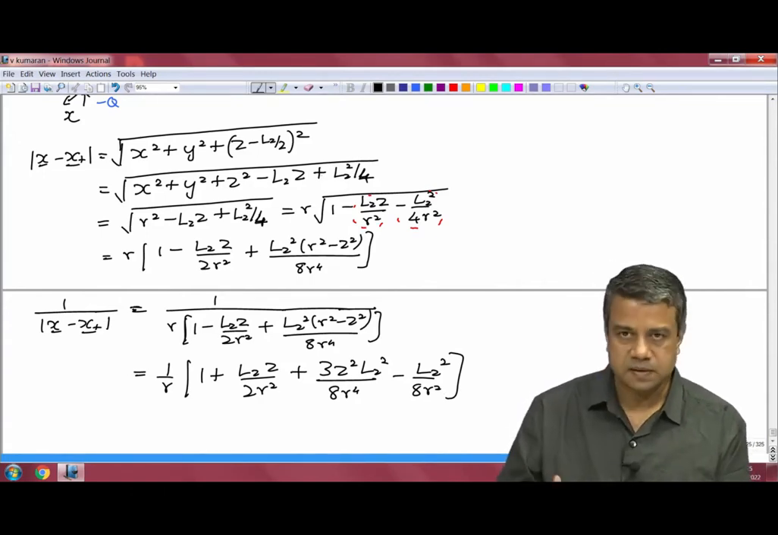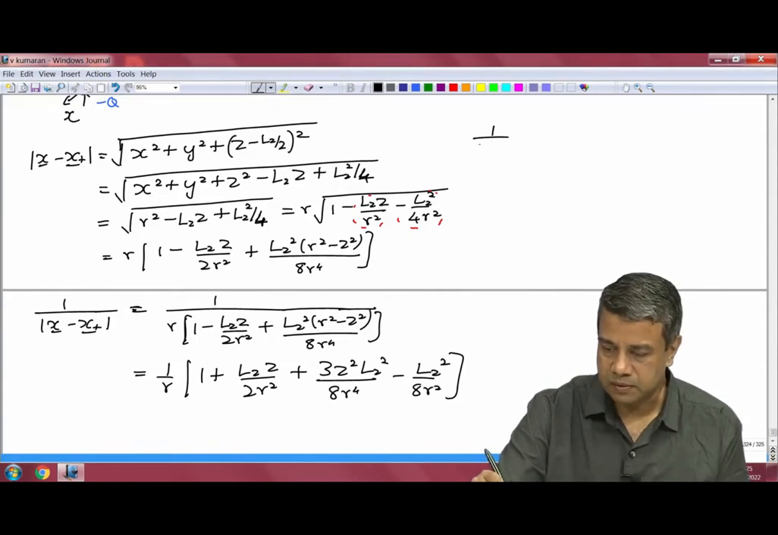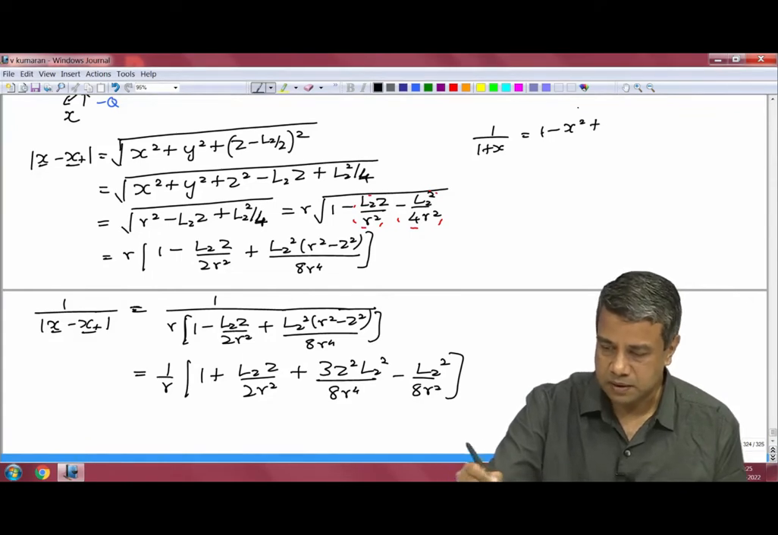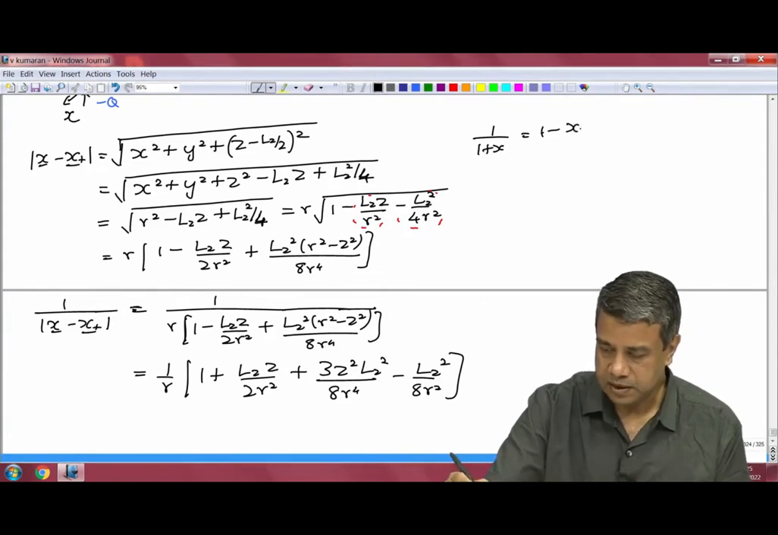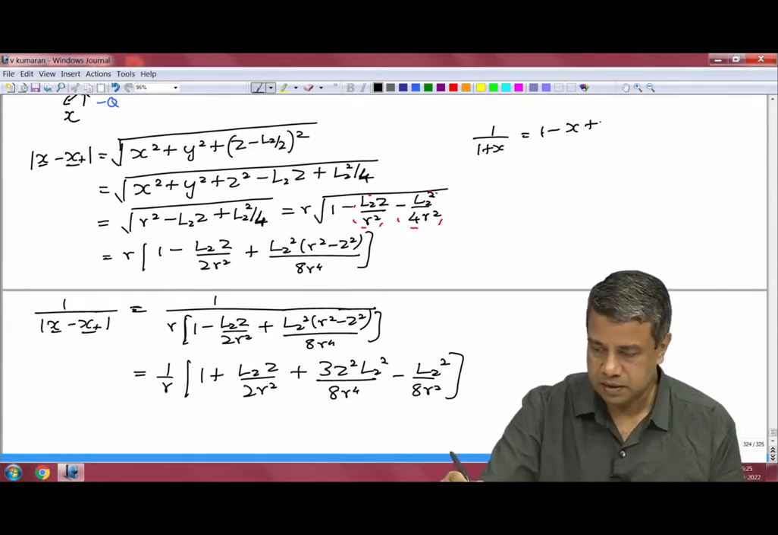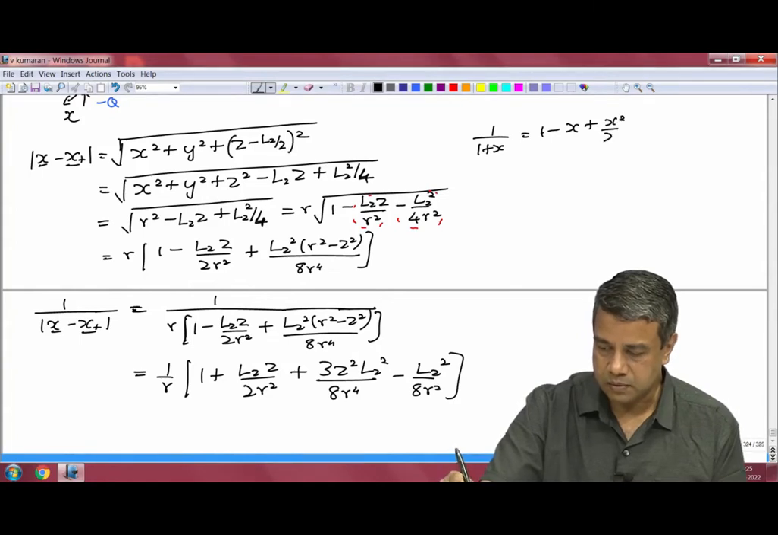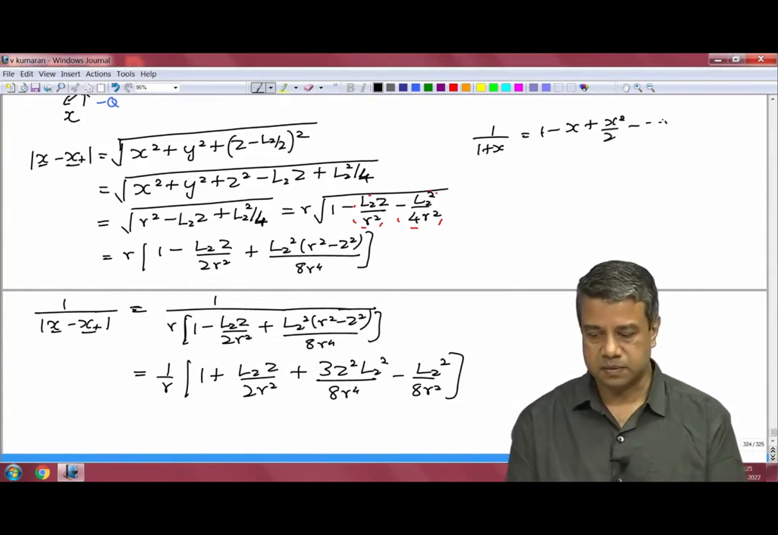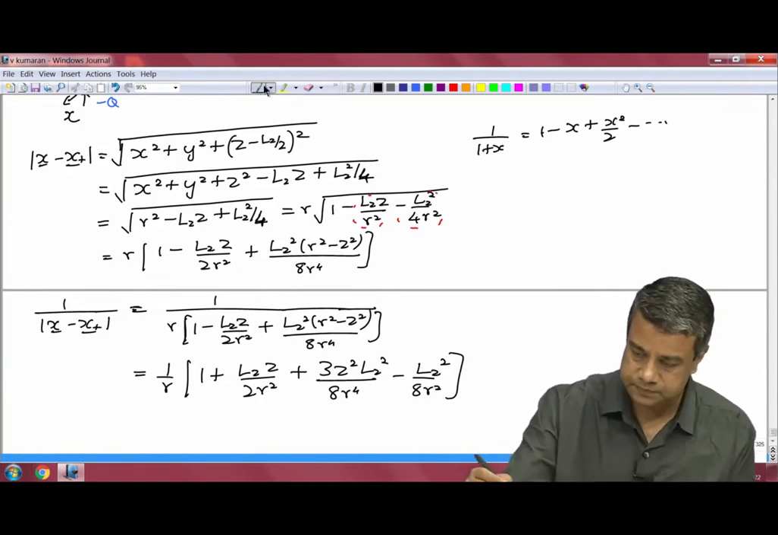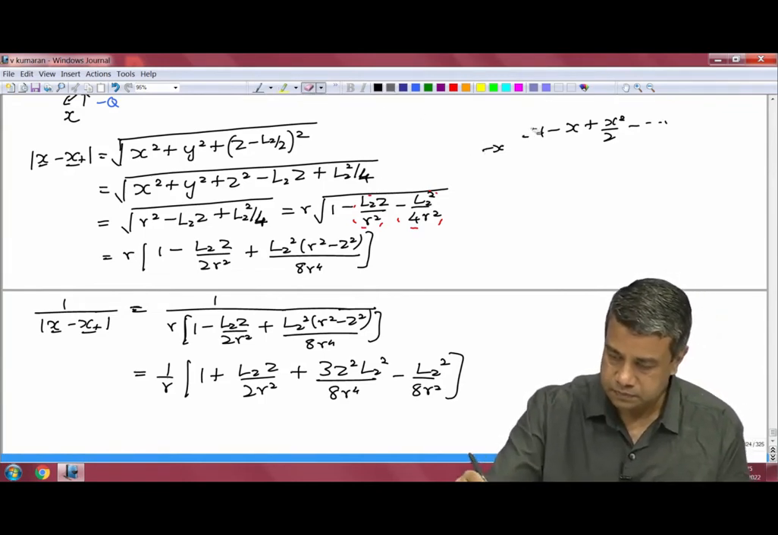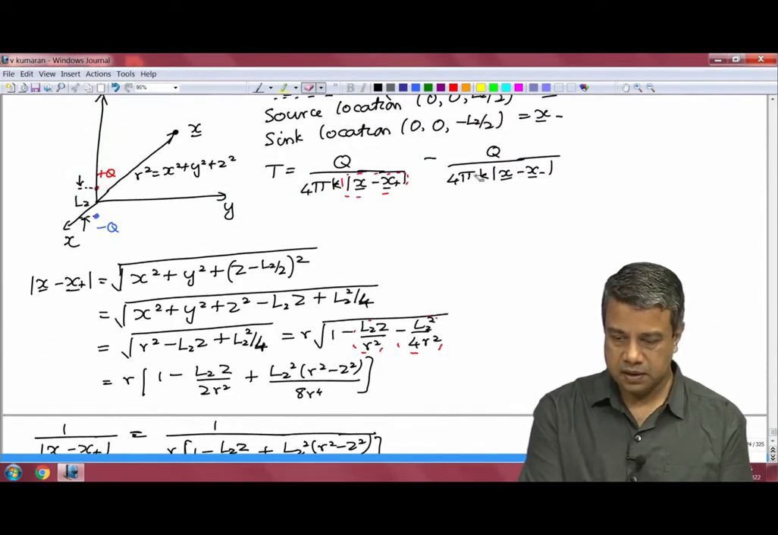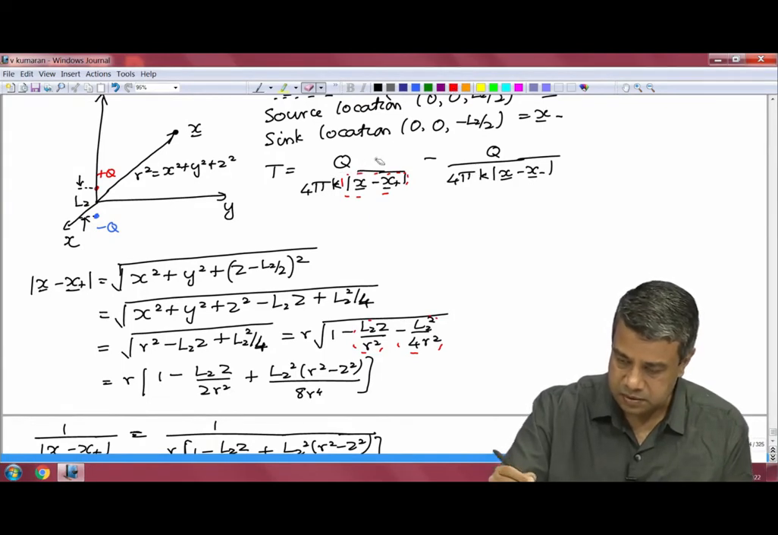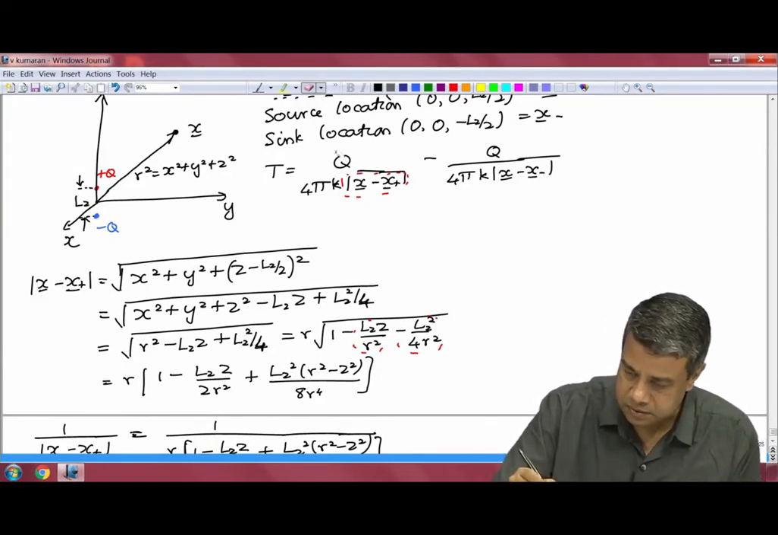This expansion now is of the form 1 by 1 plus x is equal to 1 minus x plus x square by 2 minus etc. So, just using this binomial expansion, this is what you will get. That is for this first term here due to the source.